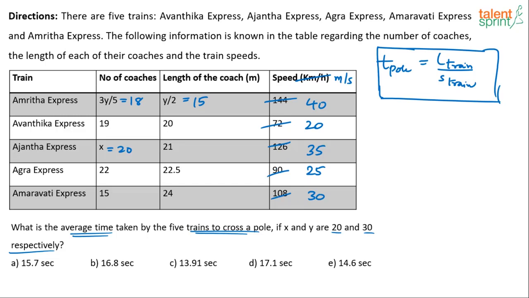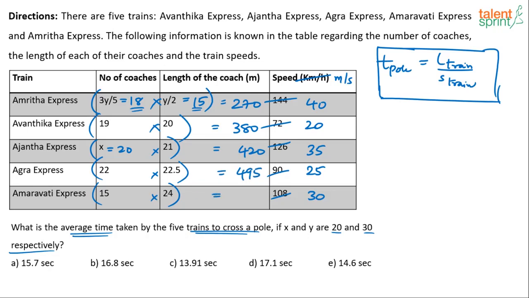And now find out the lengths, all the lengths. So basically length is the product of these things. Length of each train has to be found. So 18 into 15. How much is 18 into 15? 270. Is it 180 plus 90? 19 into 20, 380. 20 into 21, 420. 22 into 25, 484 plus 11, 495. 15 into 24, 360. Now find out the times.